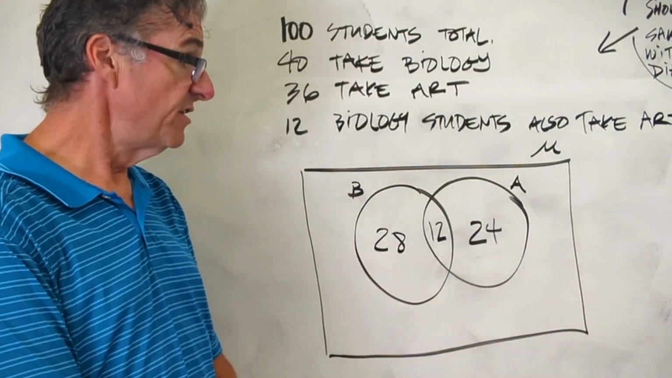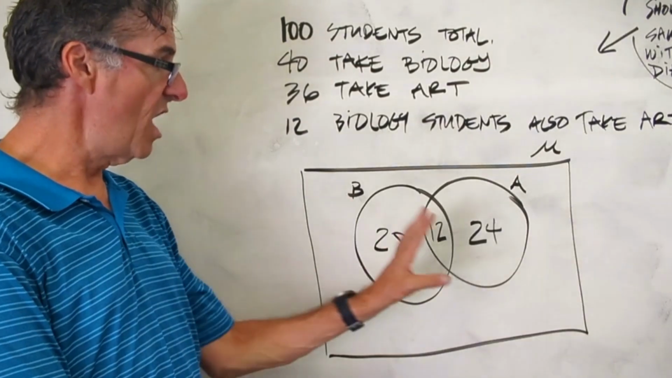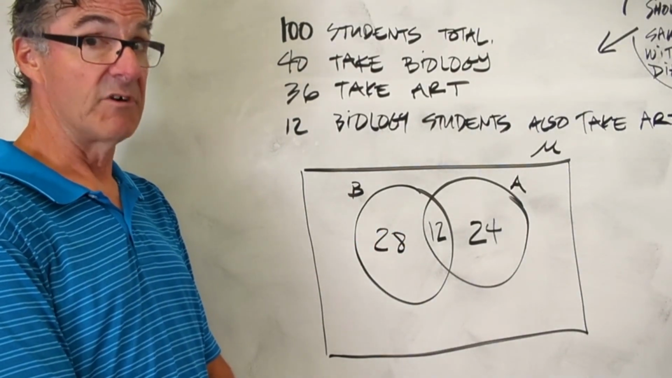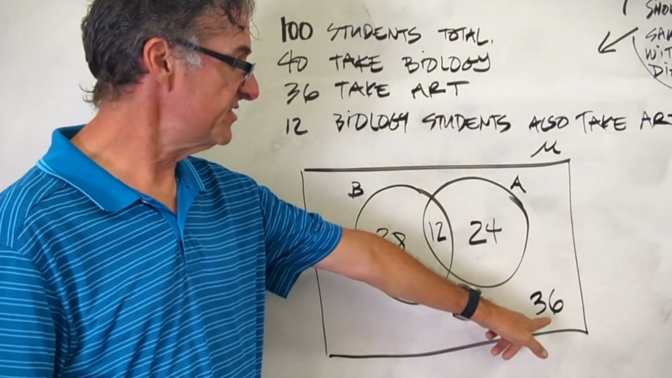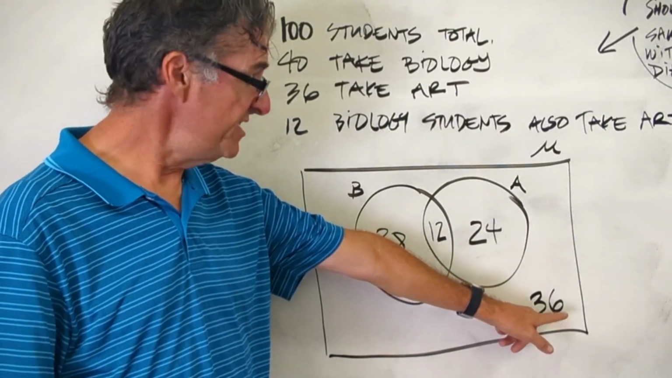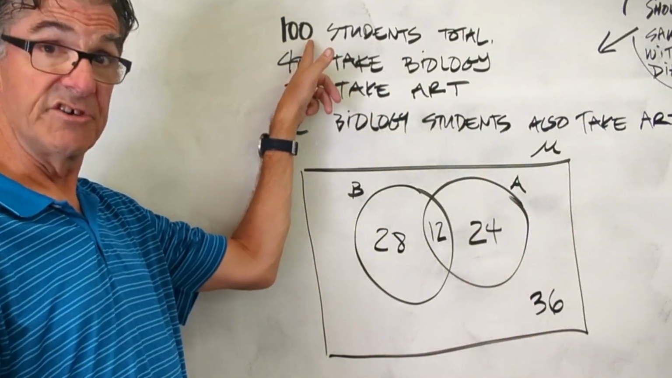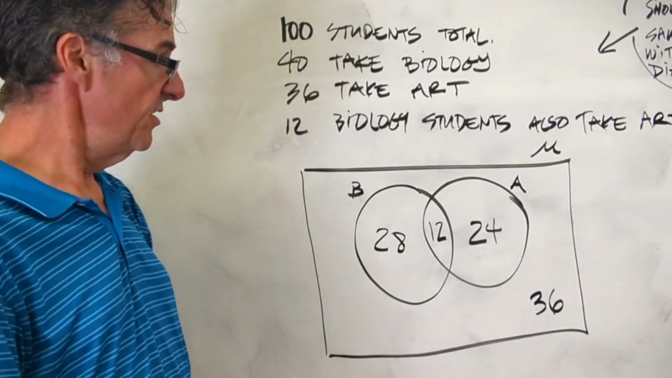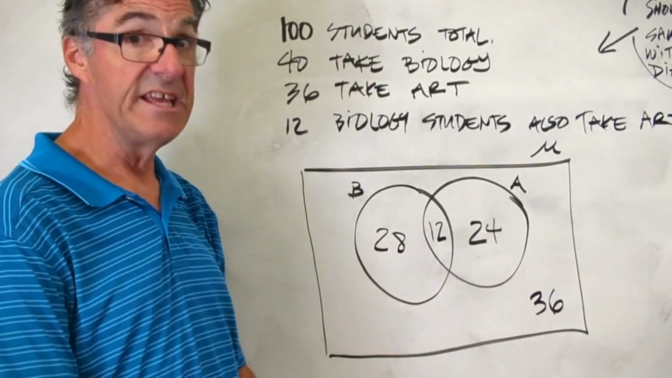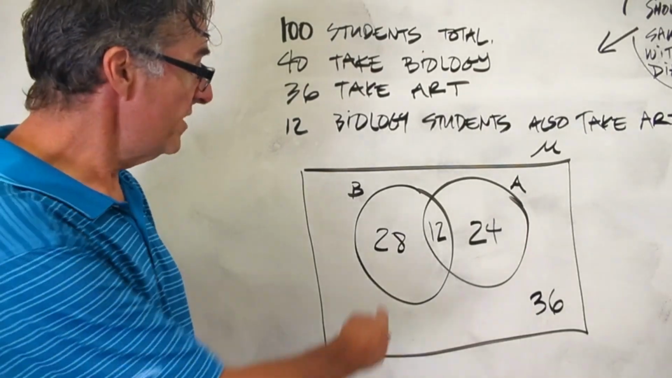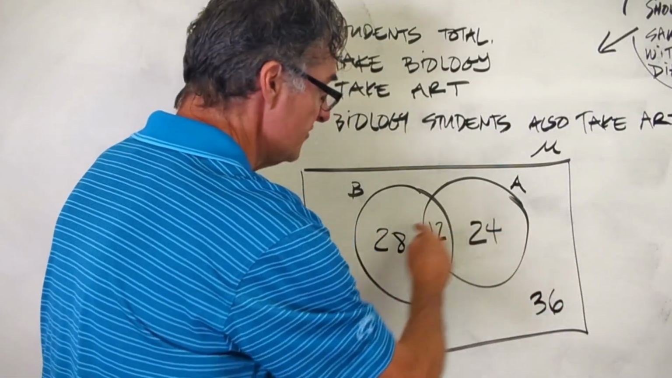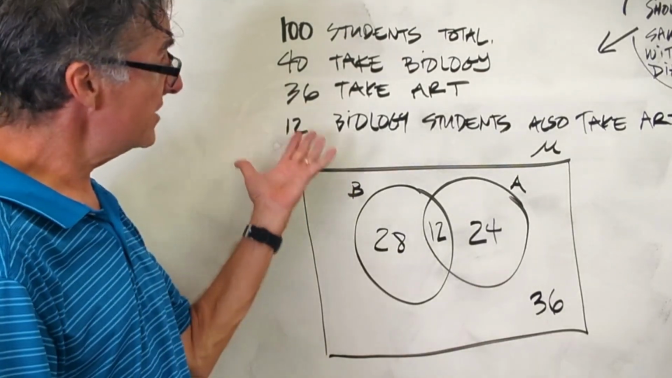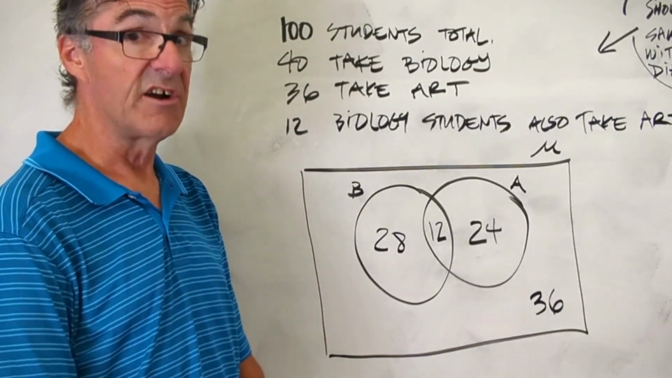Now we're not done. There's one more number that needs to go on this Venn diagram. Please pause the video and see if you can figure that one out. All right, that's 36 that goes out here. These students are part of our 100. We can't ignore them, but they don't take biology or art. So we have to put that number somewhere in our Venn diagram. So now we can see we have a total of 100. All four of these numbers add up to 100, which is supposed to be. We've got to track all of our students in our sample.